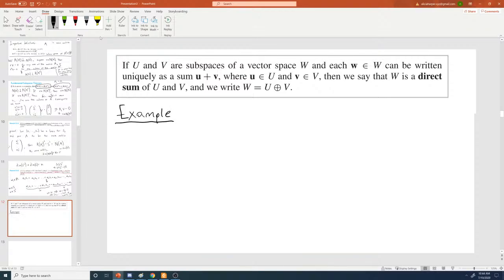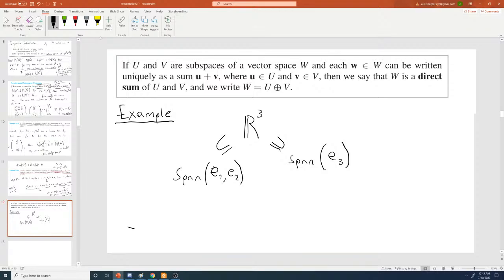So here's a very simple one. Suppose we look at R3. I'm going to look at two different subspaces of R3. One subspace is going to be the span of the standard basis vectors e1 and e2. And the other subspace is going to be defined to be the span of the standard basis vector e3.